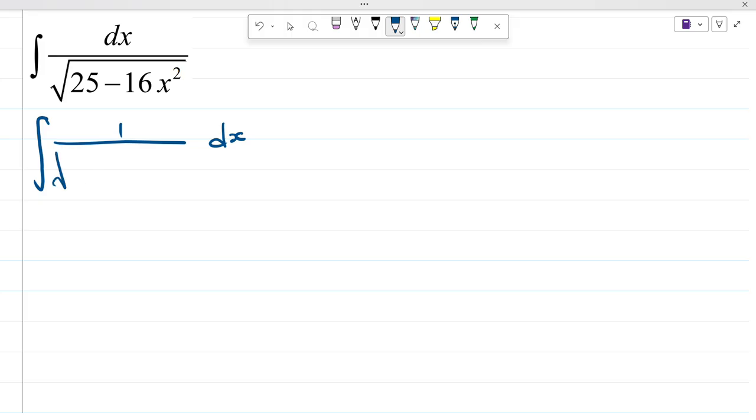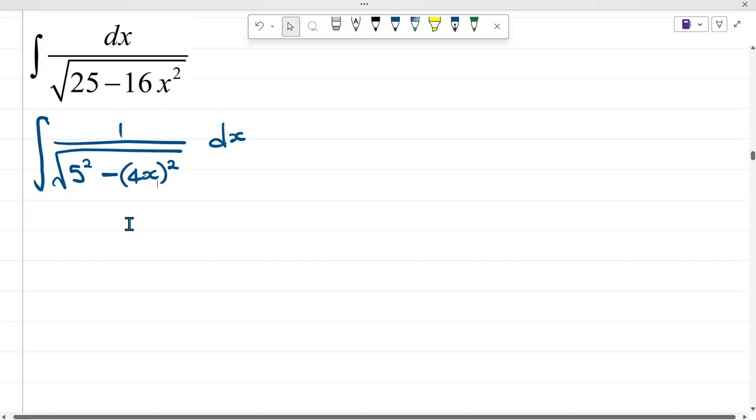So what I'm trying to do here is to rewrite this in a nice way. 25 is the same as 5 squared minus, 16 is the same as 4 squared, x squared is the same as x squared. So I can rewrite this as 4x squared like this, and then make 1 squared.